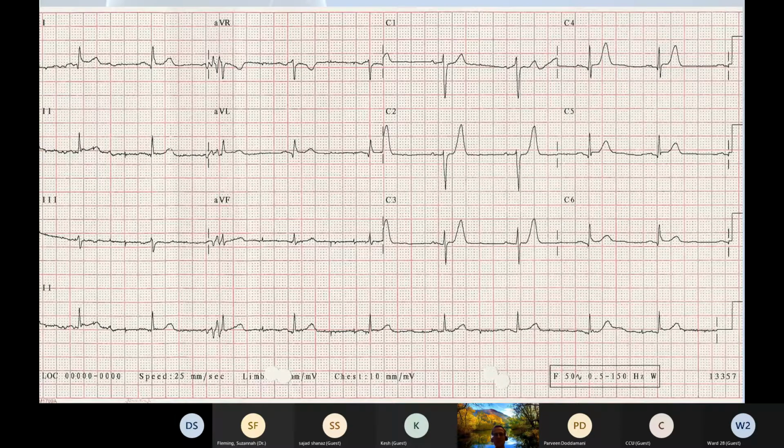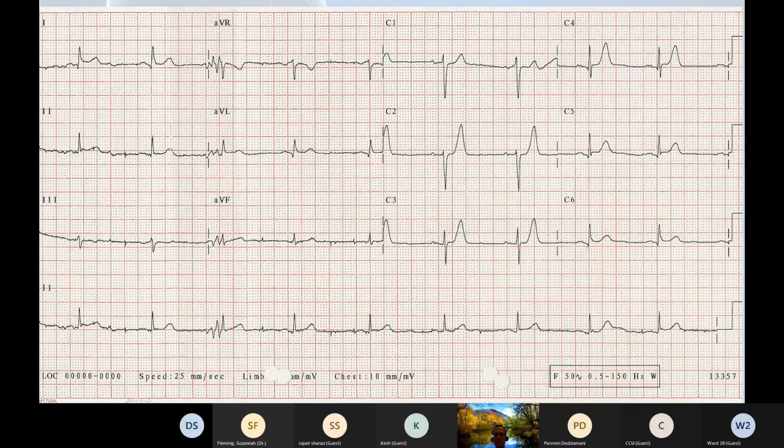So this is his ECG. What does everybody make of this ECG? What do you think? I've been talking over it for a while, so you've had time to chew on this. Is anybody brave enough to say what they think of this ECG?